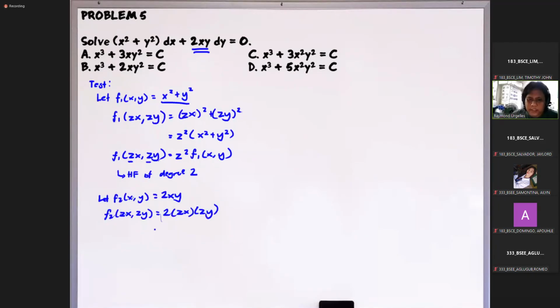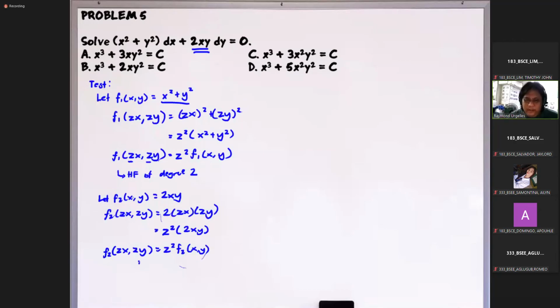Okay? So then this will be equal to, so we have 2z squared. So we can factor out yung z squared natin. Tapos makikita natin na bumalik din siya sa 2xy, diba? So therefore, f2 of zx, zy is just equal to z squared ng f2 of xy. Diba?